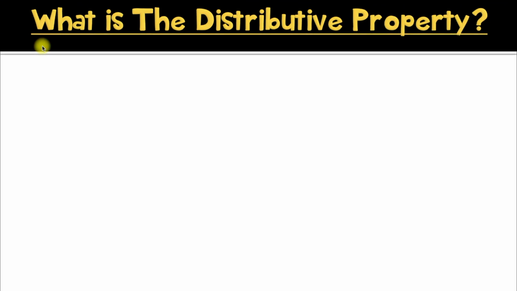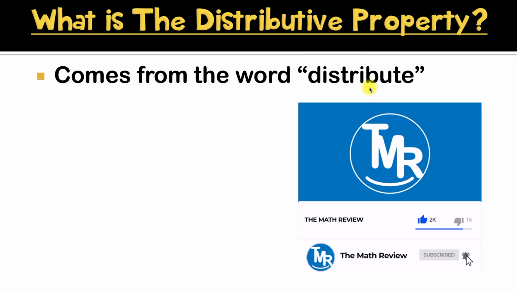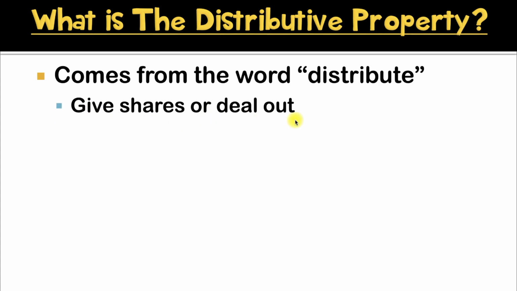So first of all, what exactly is the distributive property? Well, the distributive property comes from the word distribute. And what exactly does distribute mean? Well, that means to give shares or deal out. Let's take a look at a plain example.